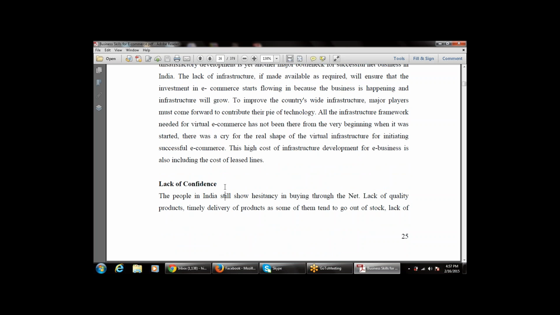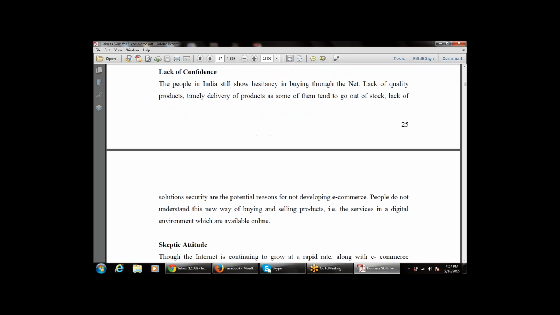Now, the next is lack of confidence. There is a lack of confidence among people who need to buy something from the internet, who need to do e-commerce, that is electronic commerce. People in India still show hesitancy in buying through the net. Lack of quality products, timely delivery of products, as some of them tend to go out of stock, and lack of solution security are the potential reasons for not taking up e-commerce. Because there are some limitations available.